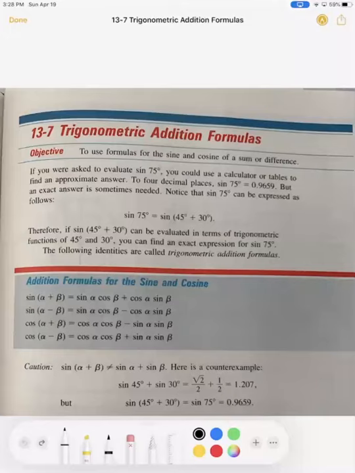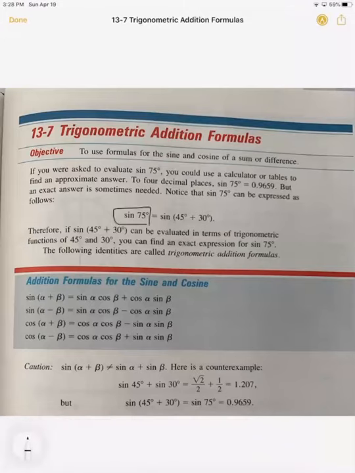It is Monday, April 20th, and we are continuing on in our Trigonometric Graphs and Identities, Chapter 13, with 13.7 Trigonometric Addition Formulas. So if you wanted to find the sine of 75 degrees, I'm just looking here at the little top example they have in the book here.